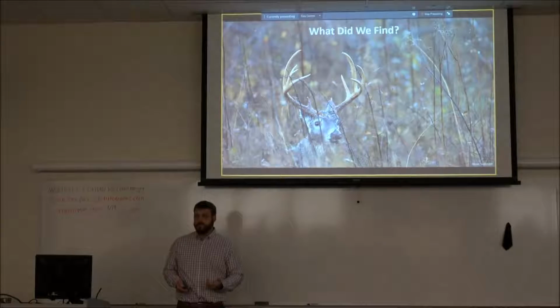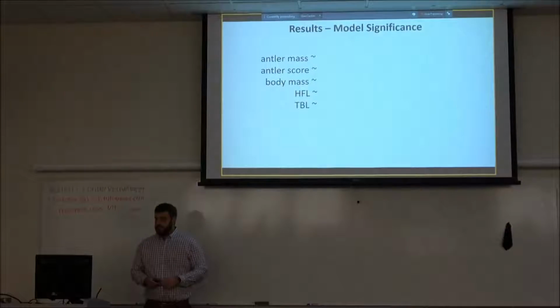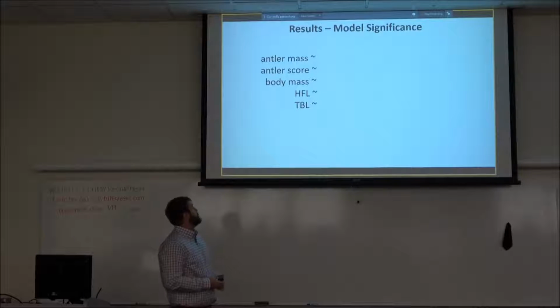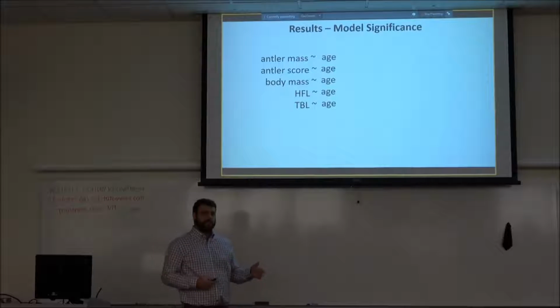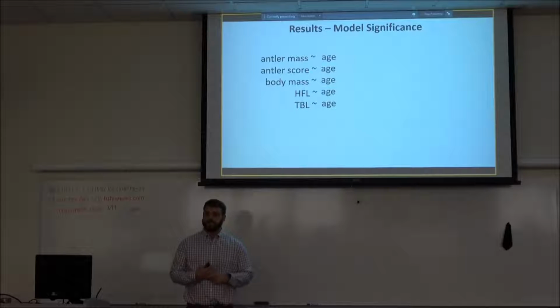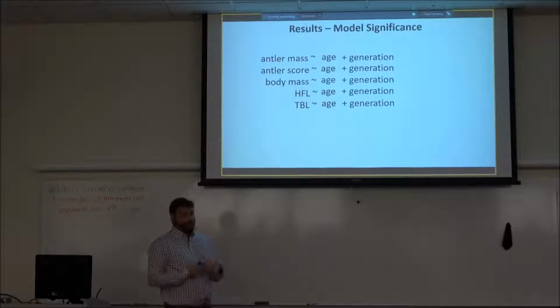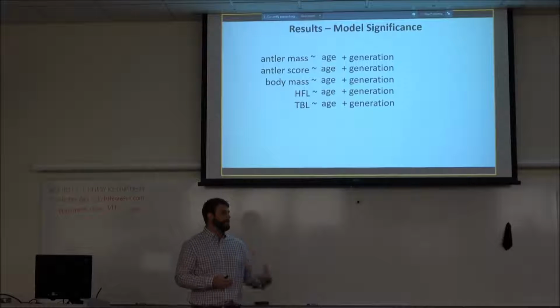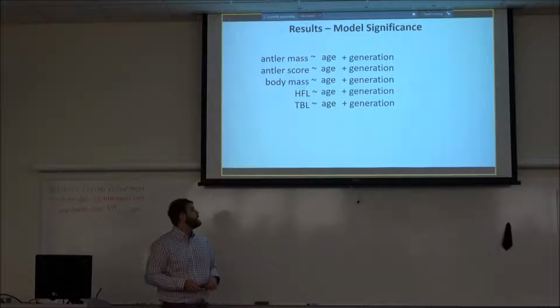So we have all this data, so I'll bring it together. What do we find? Well, first let's look at what variables were significant within our model structure. We saw that age was significant for all of the response variables. Again, that's not really a surprise. We kind of figured that going into it. We also saw that generation was significant for all variables, indicating that second generation individuals were larger than their first generation counterparts.